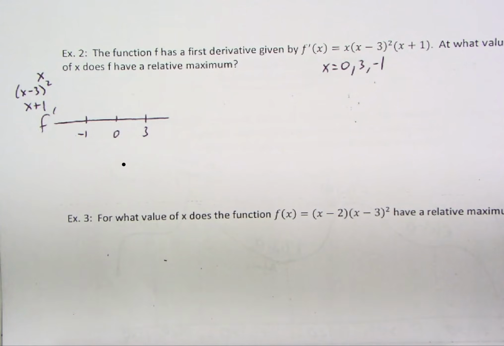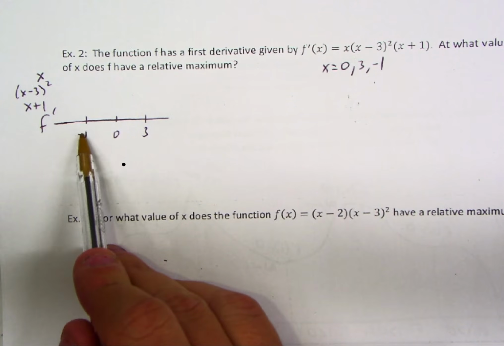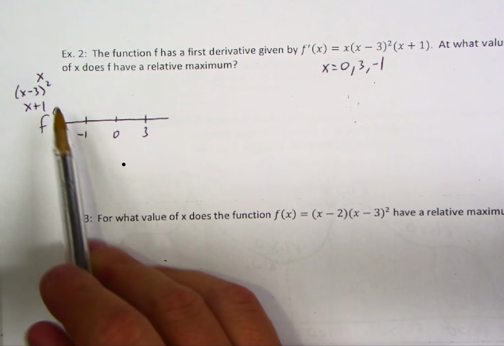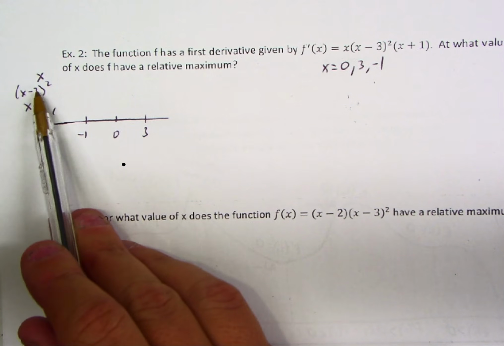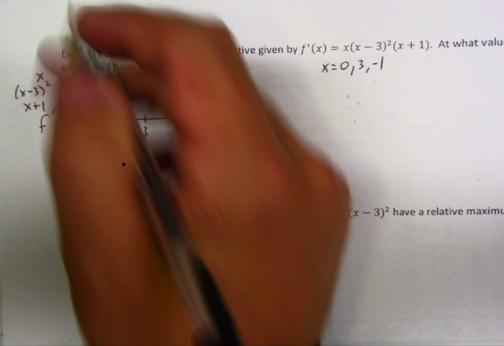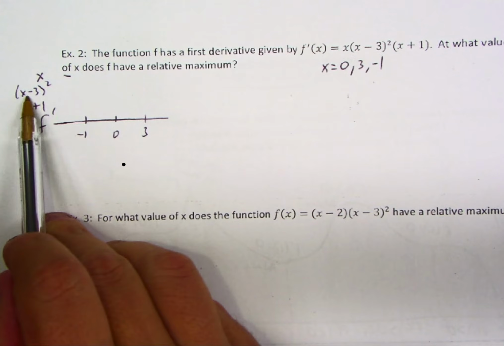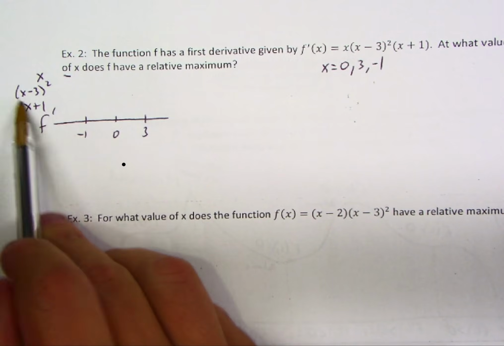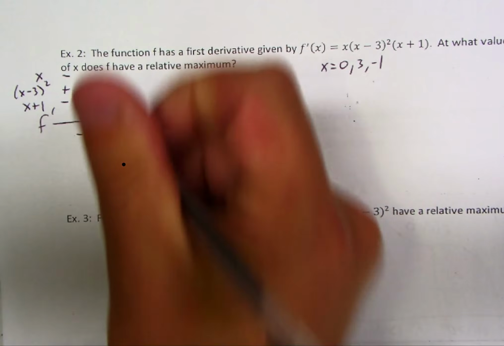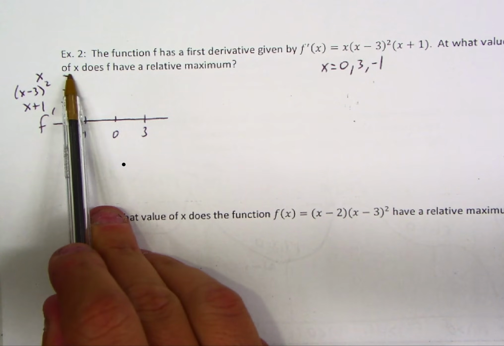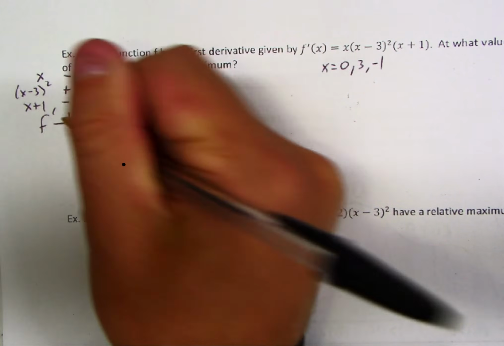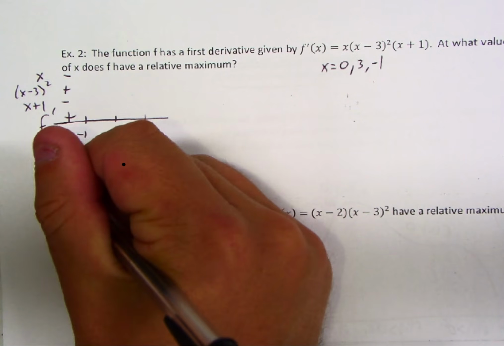And the reason I do this is, okay, imagine I take a number less than -1. So let's use -100 or whatever. Well, if I plug -100 into each of these factors, let's think about what the signs would be. This would be negative. This is always going to be positive because I'm squaring it. This factor would be negative. And then if I multiply a negative, a positive, and a negative together, we would get a positive. That means f prime is positive on this interval.